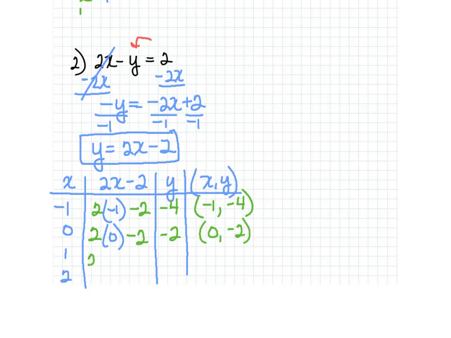All right, so we have 2. This time I'm going to substitute 1. 2 times 1 is 2. 2 minus 2 is 0. So where x is 1, y is 0. And let's substitute 2 this time. 2 times 2 is 4, and 4 minus 2 is 2. So where x is 2, y is 2. Let's graph those 4 points.